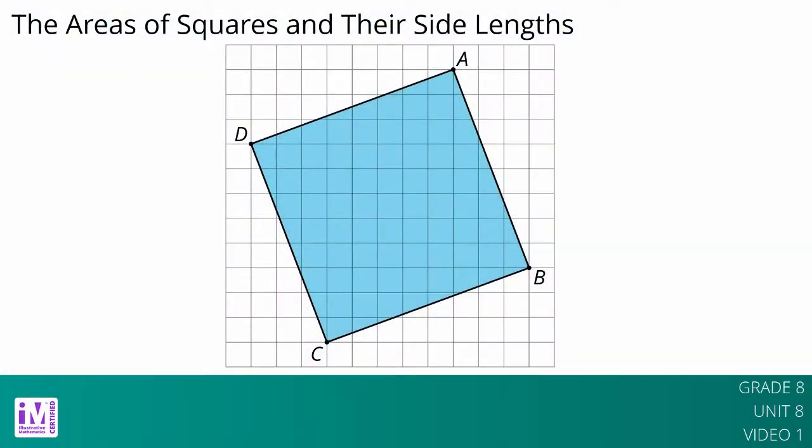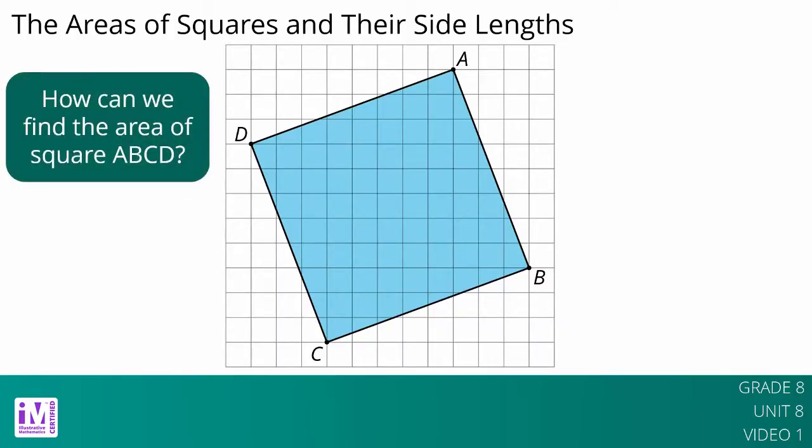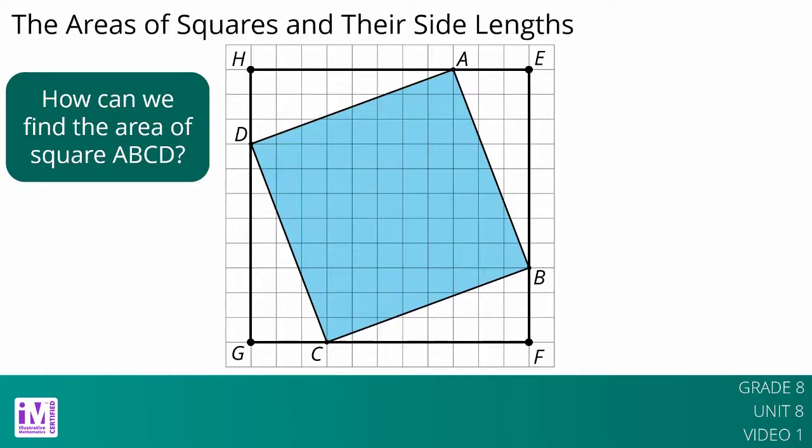Sometimes we want to find the area of a square, but we don't know the side length. For example, how can we find the area of square ABCD? One way is to enclose it in a square whose side lengths we do know. The outside square, EFGH, has side lengths of 11 units, so its area is 121 square units.